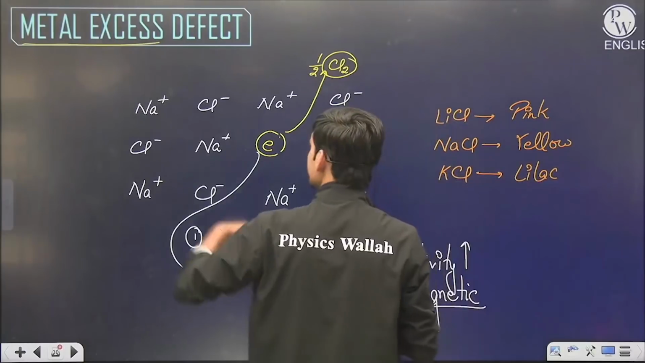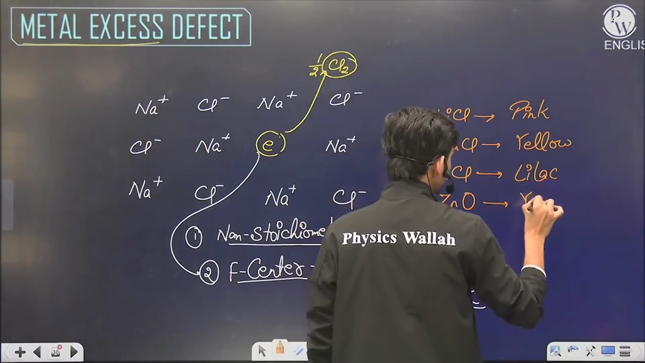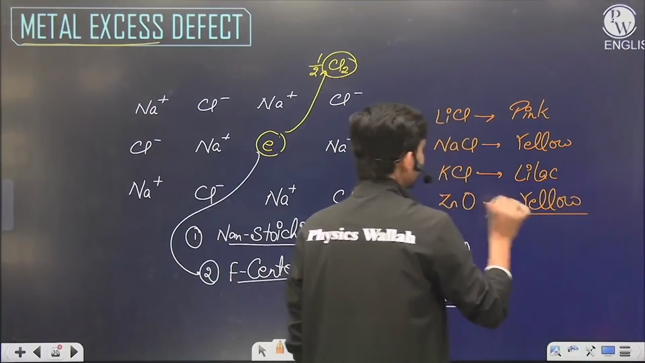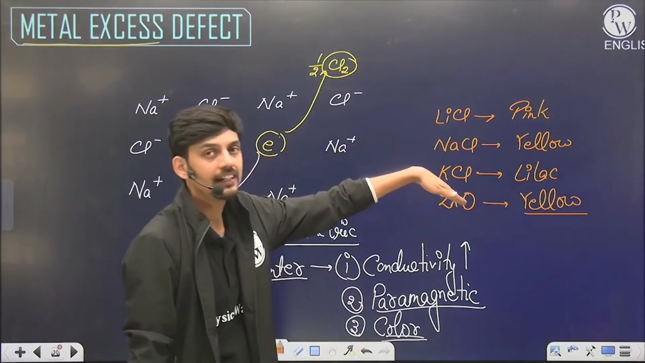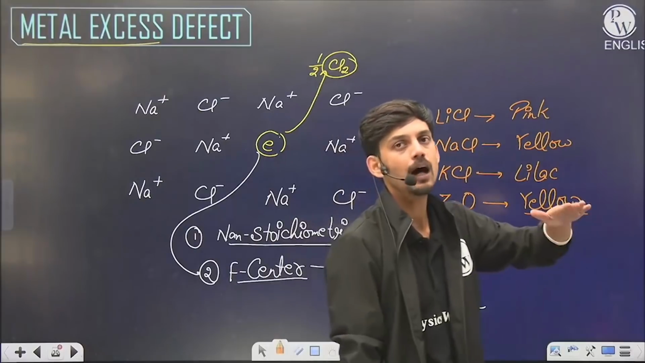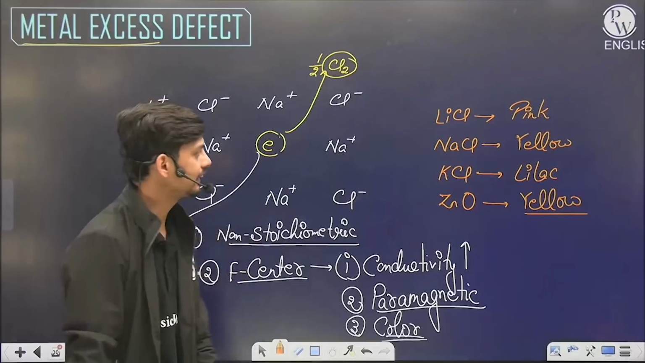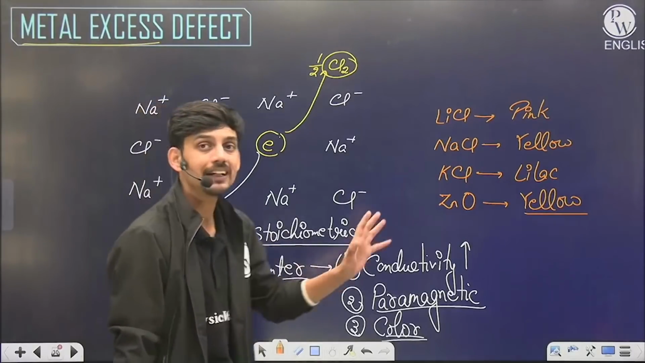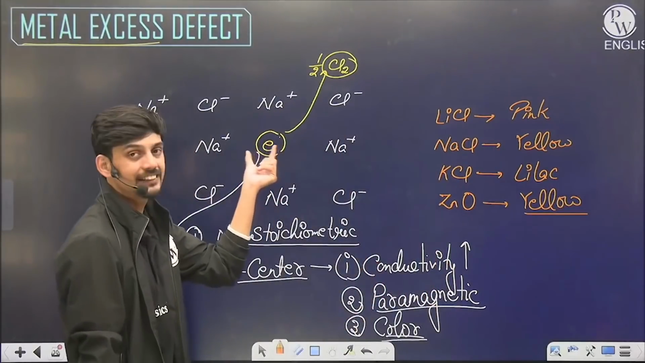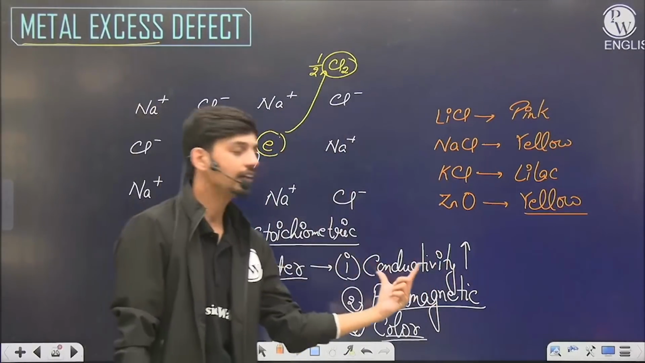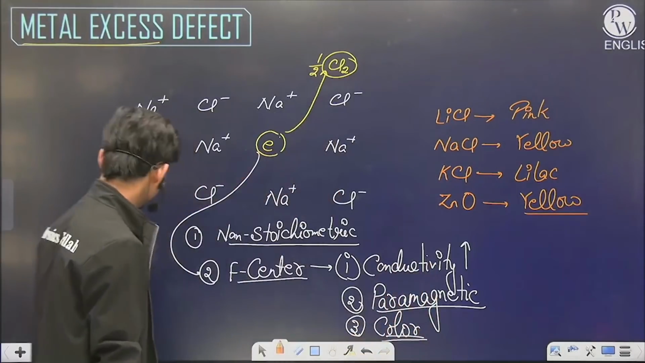KCl becomes lilac due to this metal excess defect, and ZnO, zinc oxide, becomes yellow again due to this metal excess defect. In all of these solids, anions, Cl or oxide ions, are lost or present in less amount in the lattice. So this is the effect of metal excess defect on a solid lattice due to the presence of F center, the electron center: the effect on conductivity, the magnetic behavior and the color.